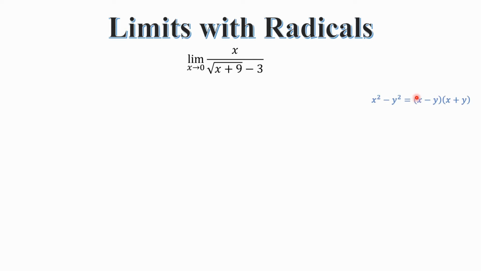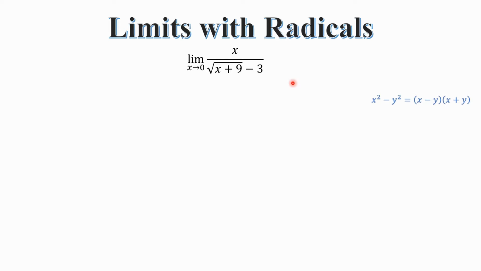Now how do we know that conjugate pairs is the factor of a difference of squares? We could just multiply it out. This time the first times the first will give you x squared. This times that will give you positive xy. Minus xy cancels out, and minus y times plus y will give you minus y squared. So we know that this is the factor of a difference of squares. That's the technique we're going to use to eliminate the root sign in the bottom.